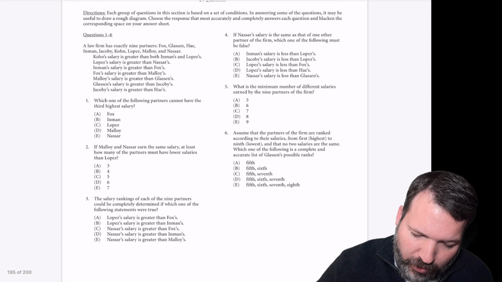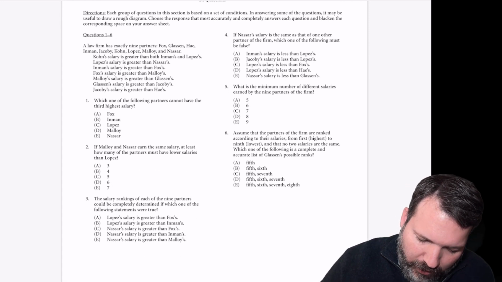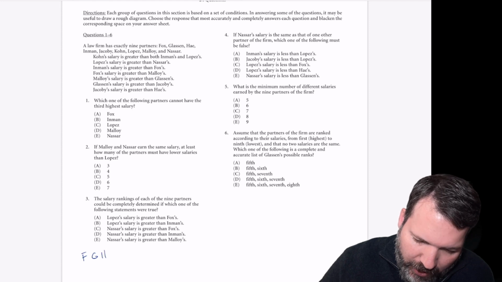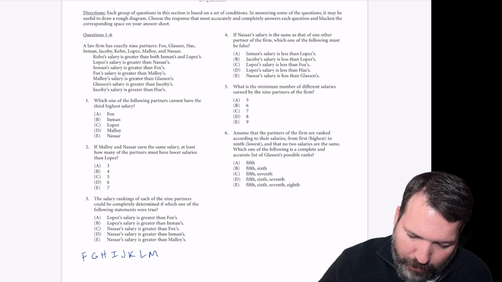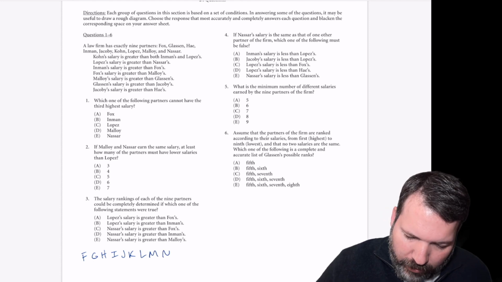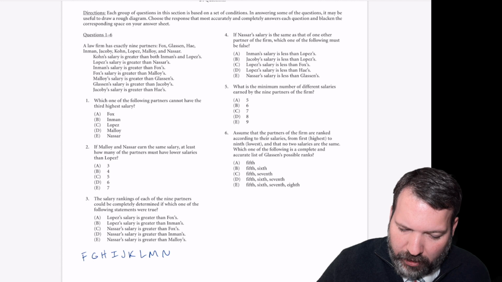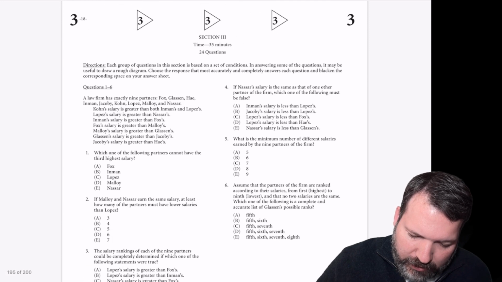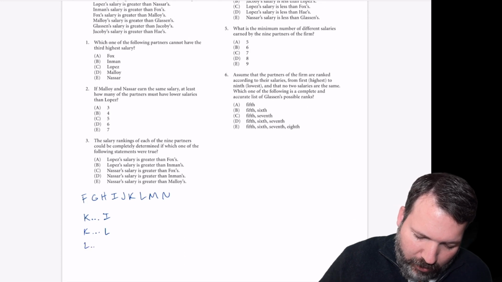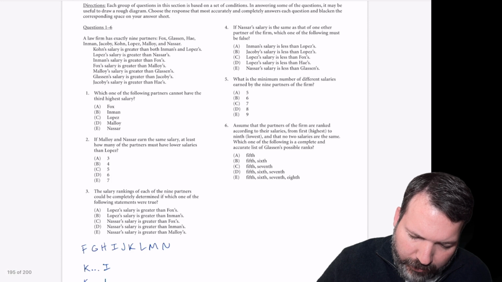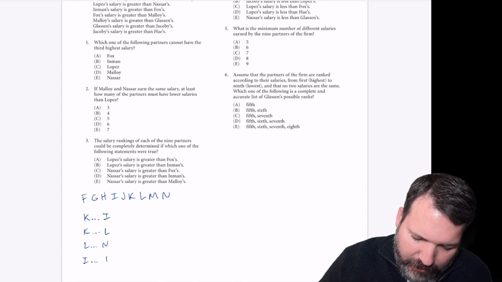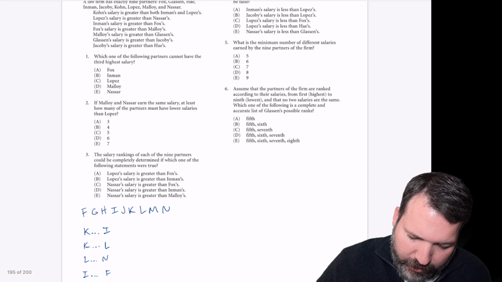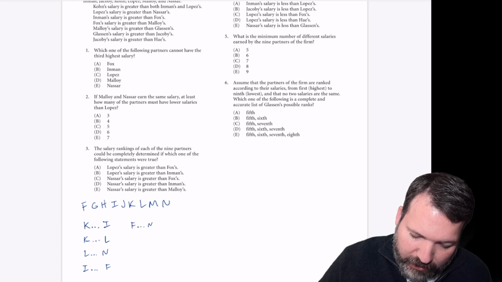So first of all, our list of elements: F, G, H, I, J, K, L, M, and N. And then what are the clues we get? K's salary is greater than both I and L. So K before I, K before L. L's salary is greater than N. L before N. I's salary is greater than Fox's. I dot dot dot F. Fox's salary is greater than Malloy's. F dot dot dot M.